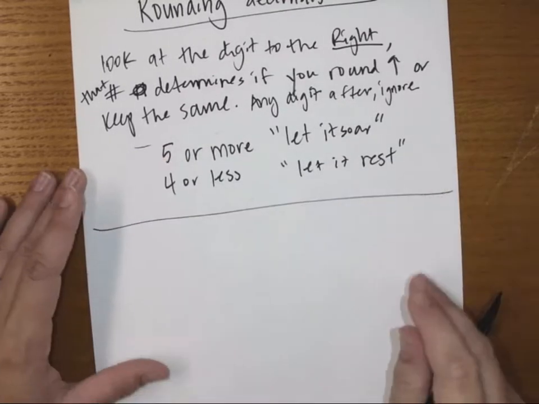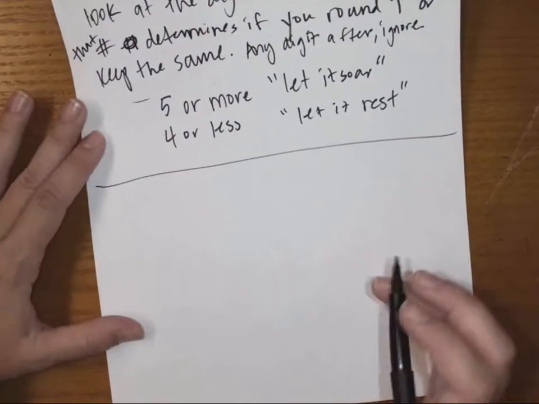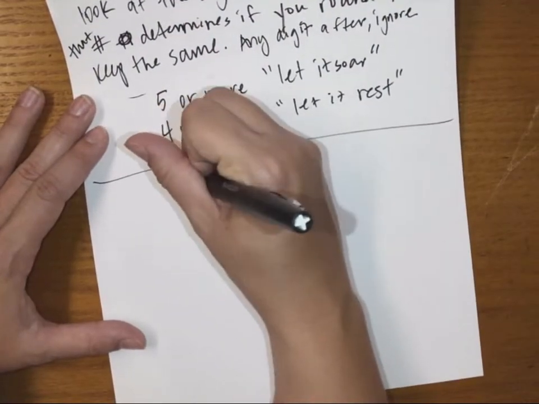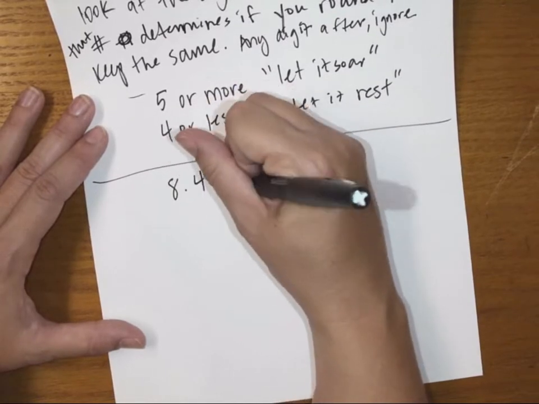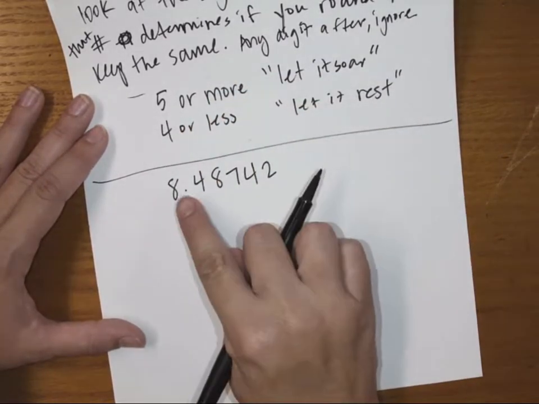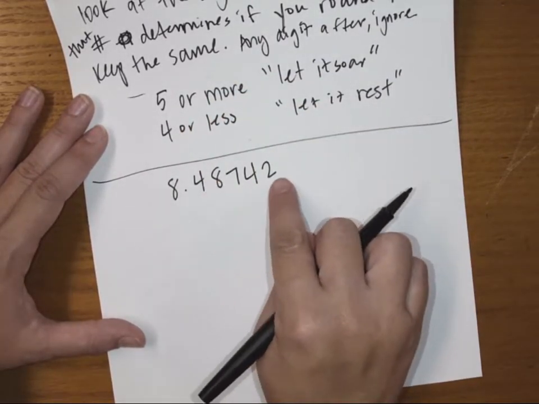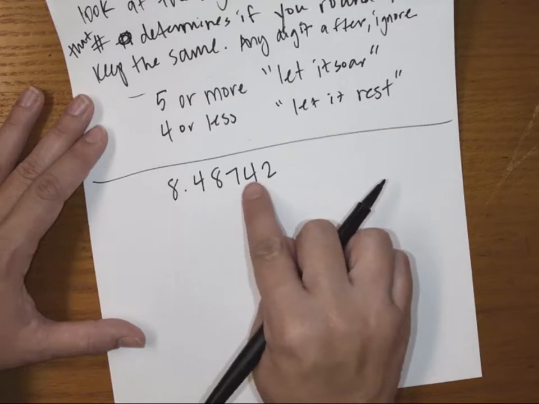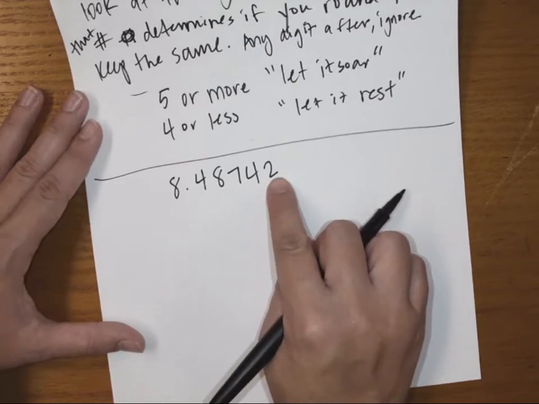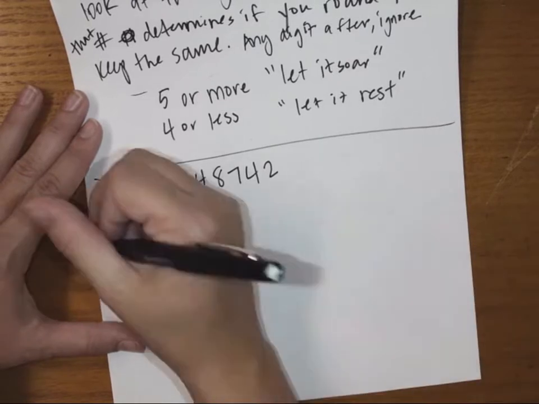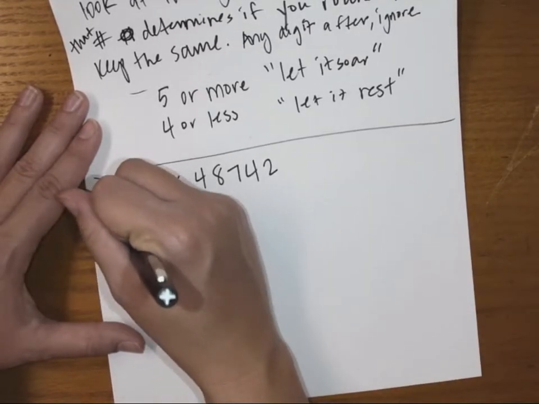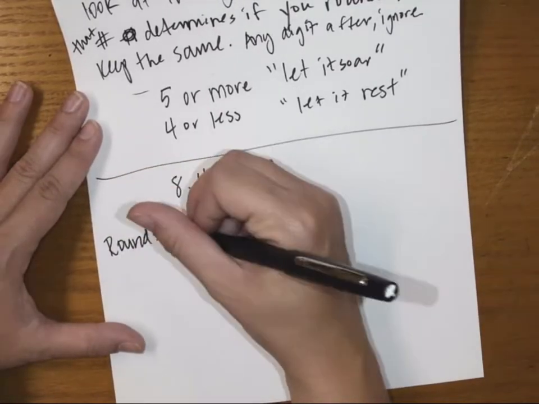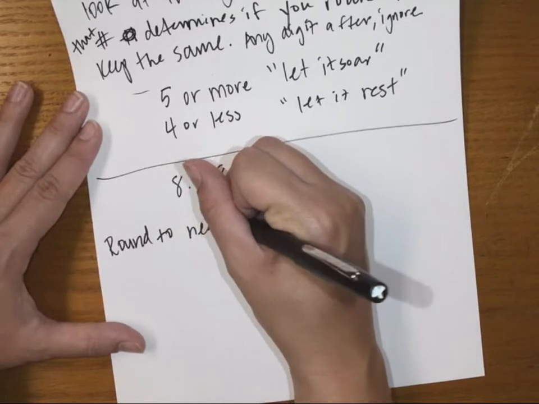Okay, so let's do some examples of this. Let's say I have the number 8.4742, which would be 8 and 4,742 ten-thousandths. If I wanted to round this to the nearest tenth.